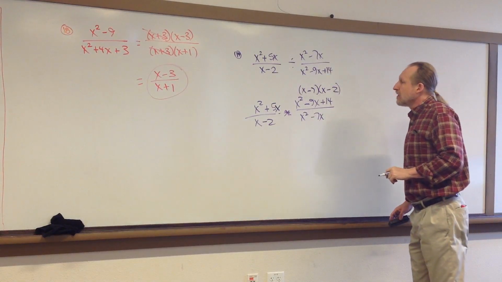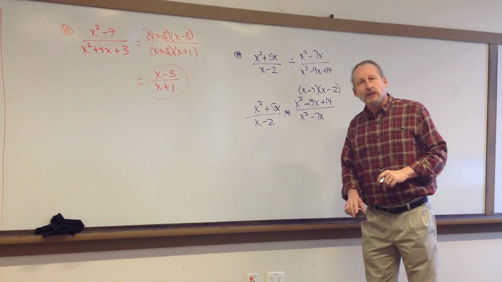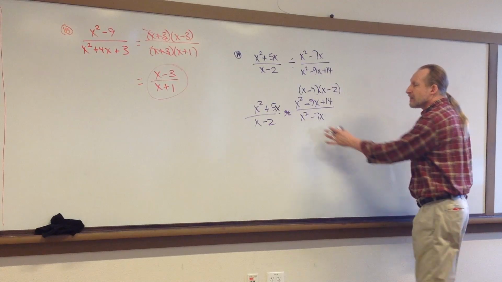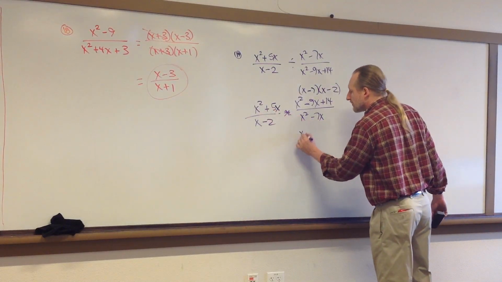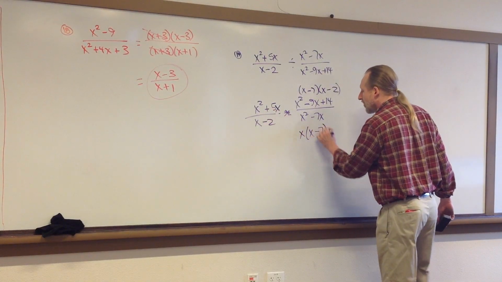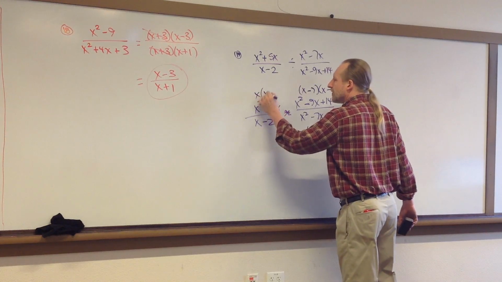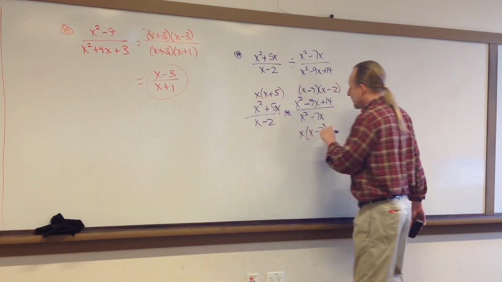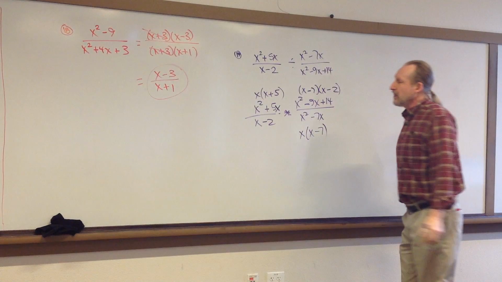Okay, good. These two don't have a constant term, which means that they have a common factor of x, and you can just factor out that x. And here you'll be left with x plus 5. Here you'll be left with x minus 7. X minus 2 is prime.